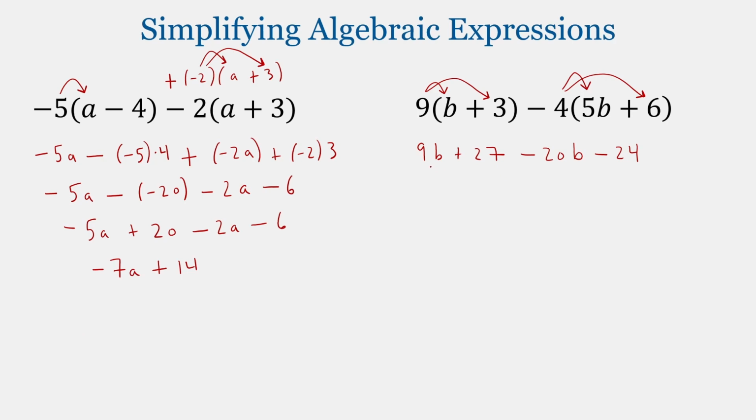Now we'll combine like terms. 9b minus 20b, that's negative 11b. And then 27 minus 24, that's going to give us positive or plus 3. And our answer is negative 11b plus 3.